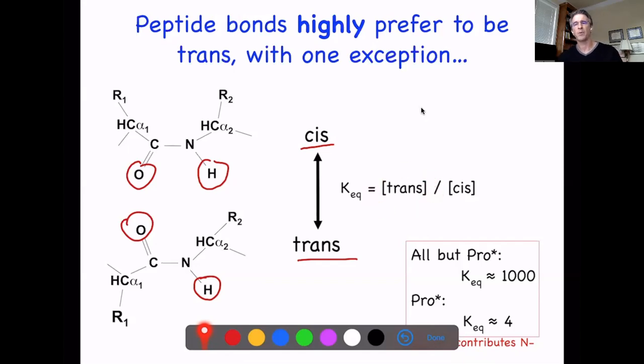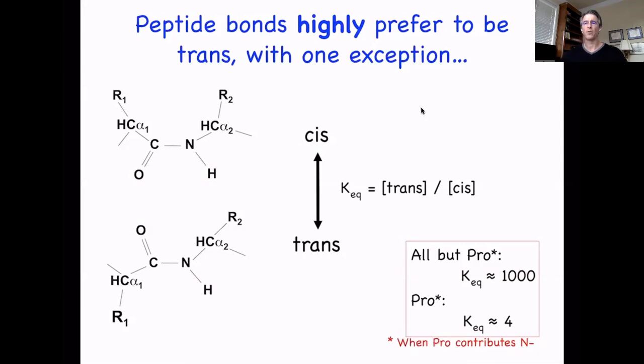The one exception to that is proline. If proline contributes the nitrogen here to the amide bond, that equilibrium constant drops by almost over 200-fold, 250-fold roughly, to basically about a factor of 4, right? So cysteine is the one amino acid that can actually readily or frequently, not infrequently, sometimes quite frequently, populate a cis amide bond configuration in an actual protein.